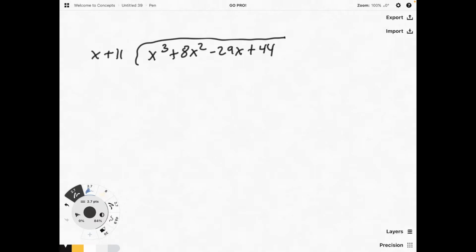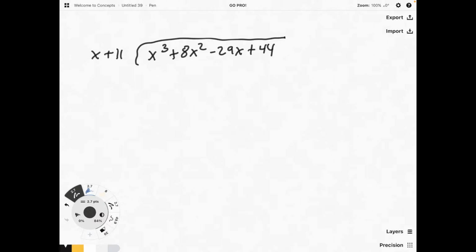Right now, we have how many times does x go into x cubed is what you have to ask yourself. And if we multiply x squared, then we're going to get x cubed. In this case, there's a coefficient of 1, so we don't have to worry about it. We ask ourselves, how many times can x go into x cubed? And that's x squared times.